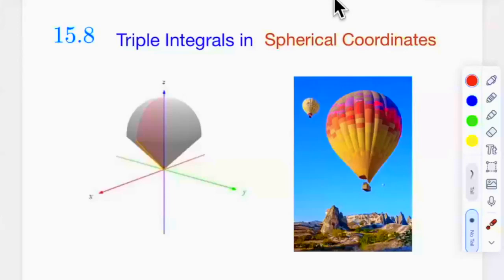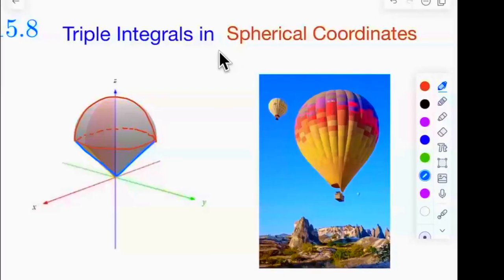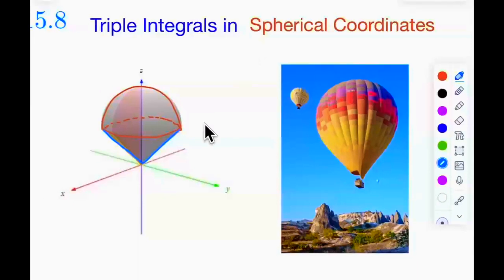Triple integrals in spherical coordinates. Spherical coordinates is another useful coordinate system in 3 dimensions, and it simplifies the evaluation of triple integral over regions bounded by sphere and cone, like this figure over here.